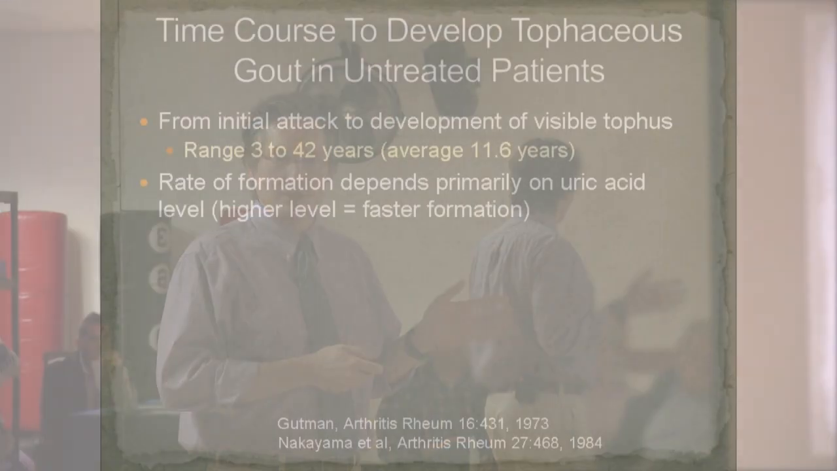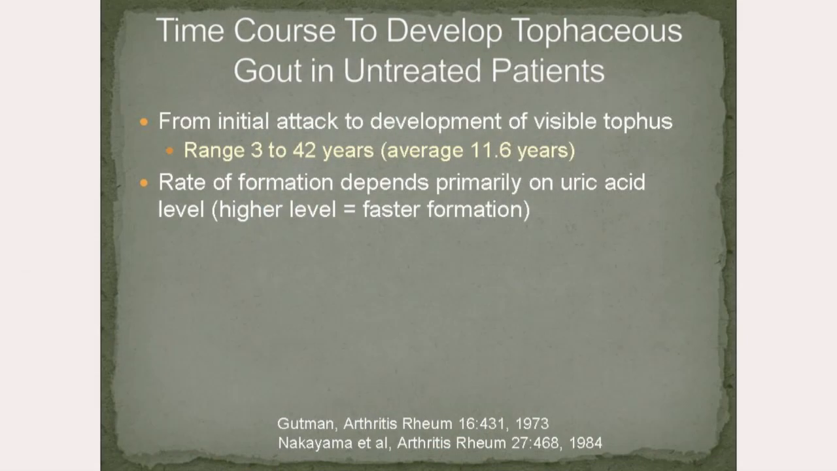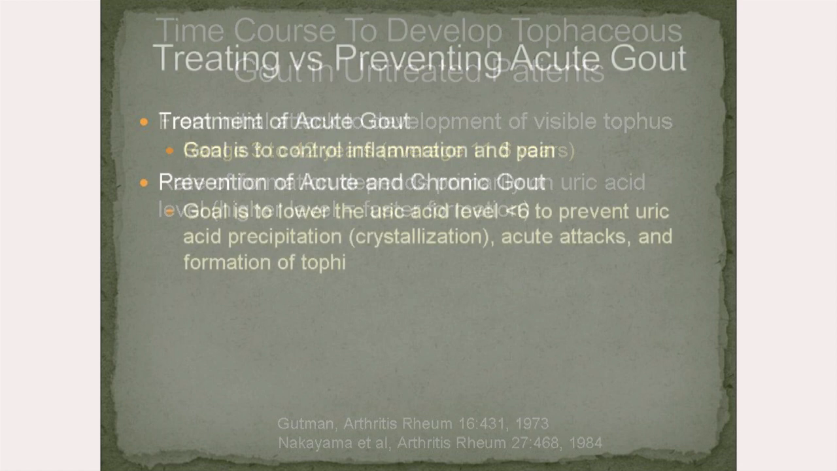So the time course to develop these tophi, if you're left untreated, can be anywhere from 3 years to 42 years, with the average being about 12 years. And the rate of formation depends on the uric acid level. If your uric acid level is extremely high, you're going to be more likely to form tophi quickly, whereas if your uric acid level is lower, it would be slower formation. Okay, so we've talked a little bit about treatment.